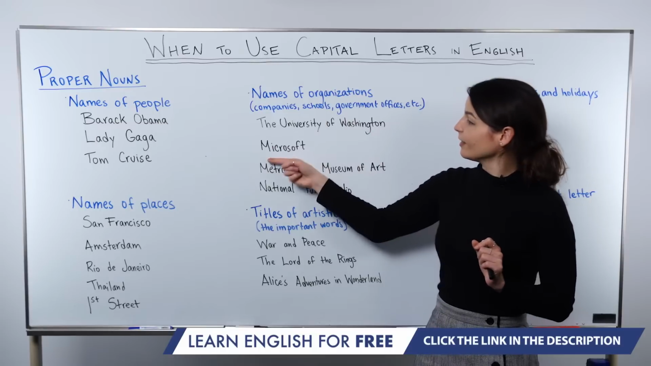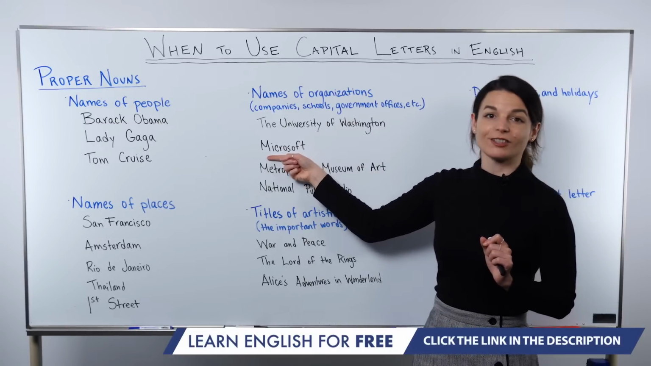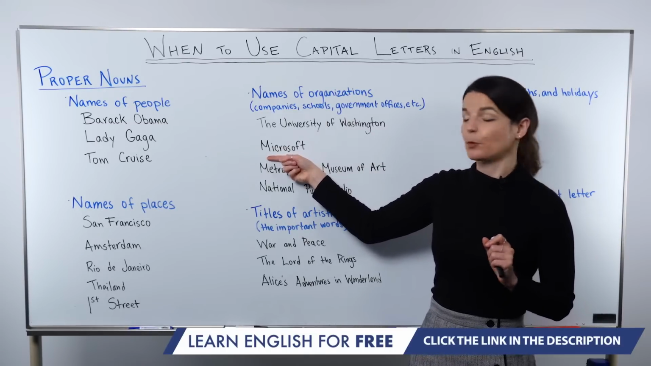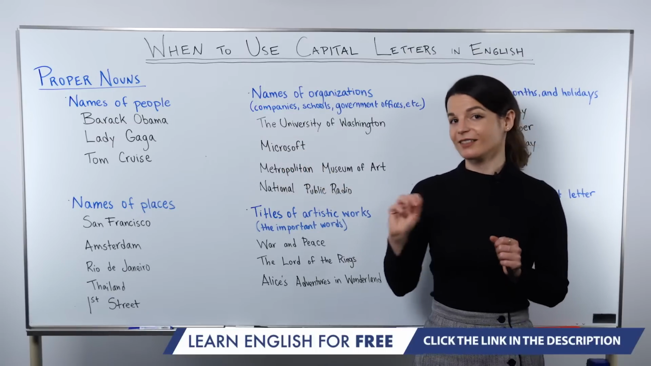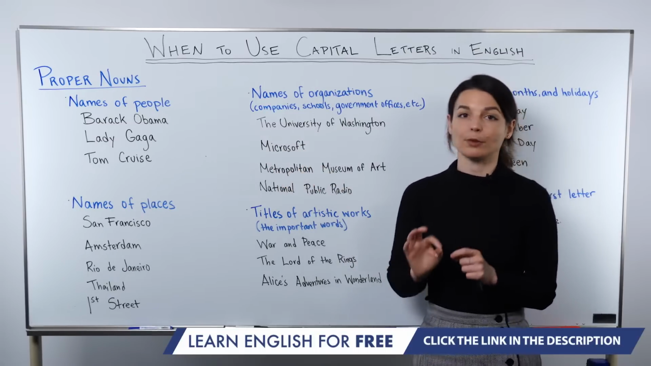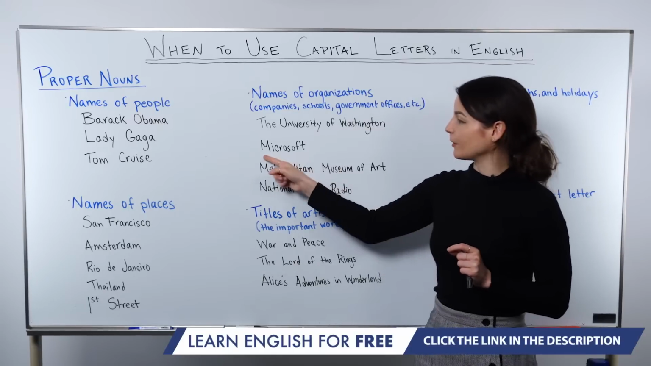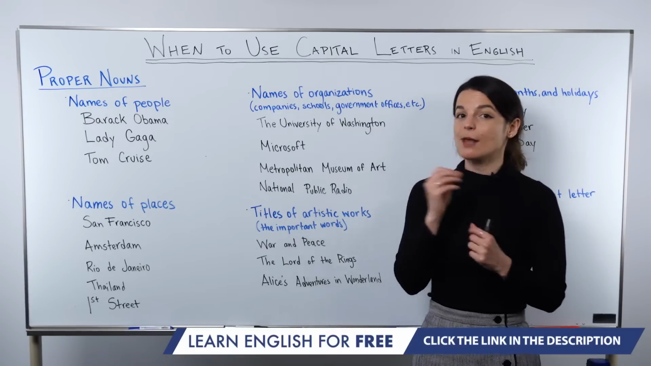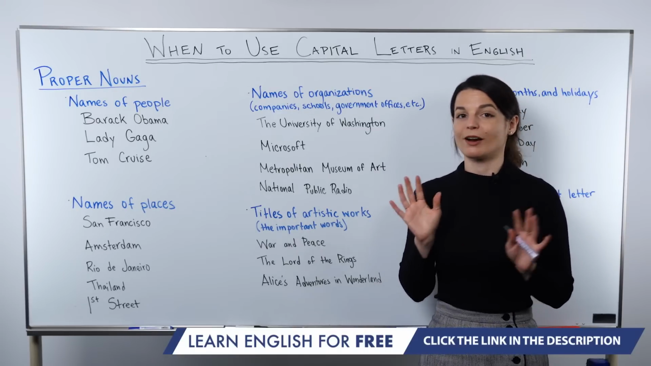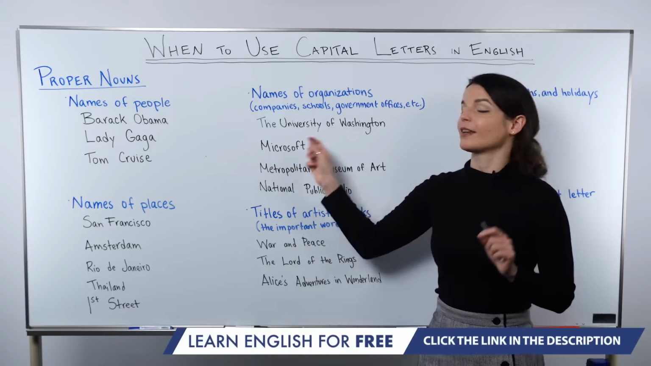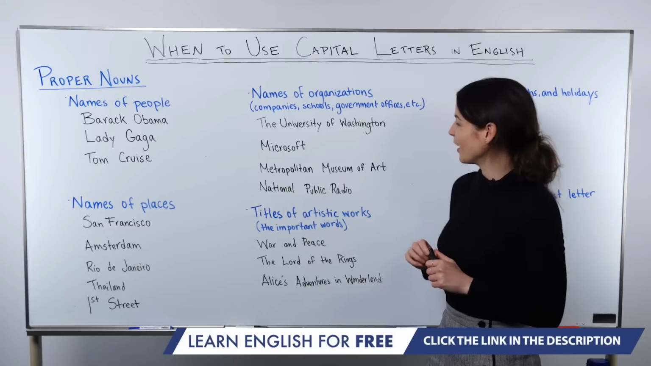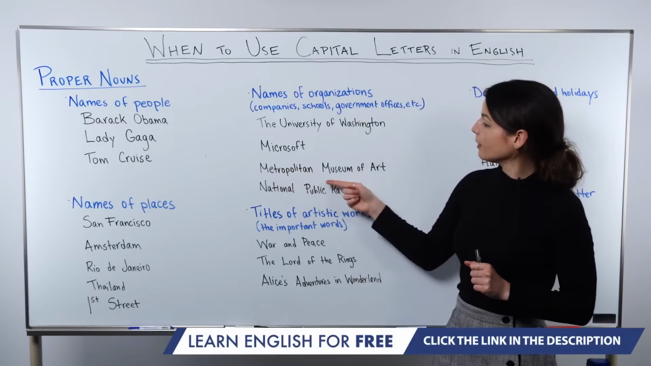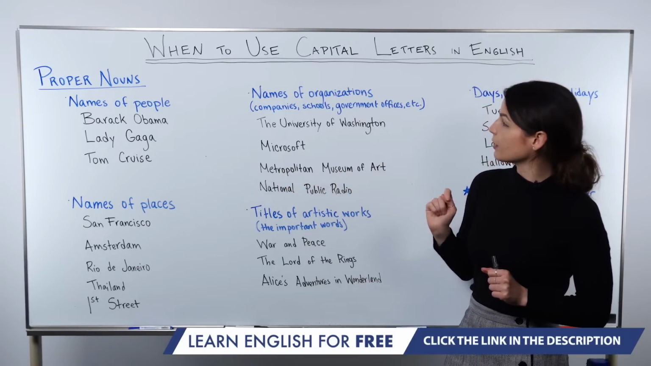Okay, here our next example is Microsoft. Microsoft, this is a company name. When we write Microsoft in text, we always write it with a capital letter. So Microsoft. Other companies get the same treatment. When we write the name of the company, like Google or Apple and so on, we use a capital letter here.